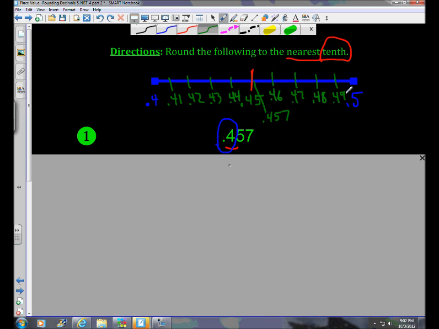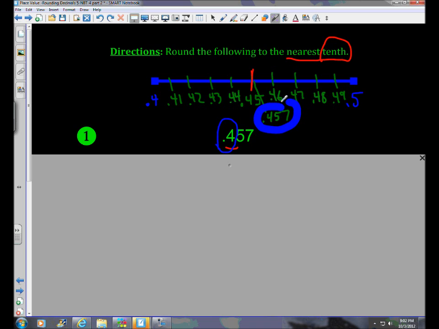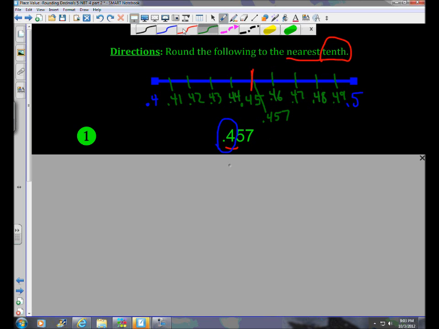Now, like I said before, that 457 thousandths is right here. And you could look right up there. It's right in there someplace. So you can see it's a bit closer to 5 tenths. So it would round to 5 tenths. That makes sense. So this 457 thousandths rounds to 5 tenths.